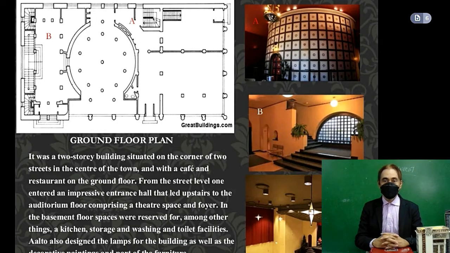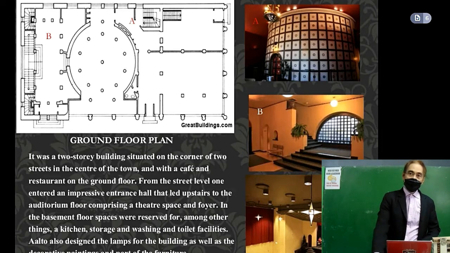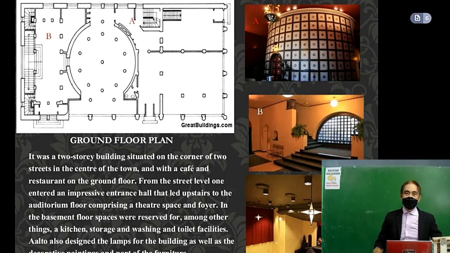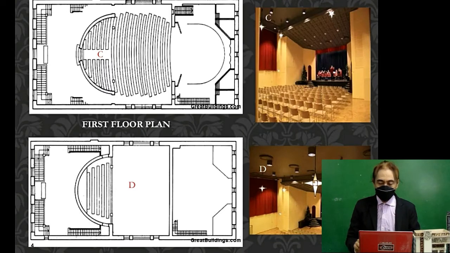Here is the ground floor plan. It was a two-story building situated on the corner of two streets in the center of the town, with a cafe and restaurant on the ground floor. From the street level, one entered an impressive entrance that led upstairs to the auditorium. Here is the entrance that leads to the auditorium upstairs on the second level. Here is the interior of the auditorium.